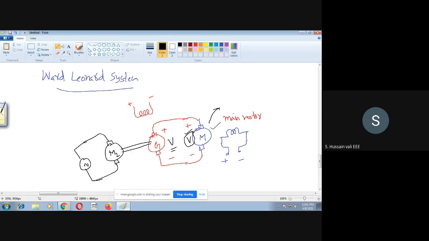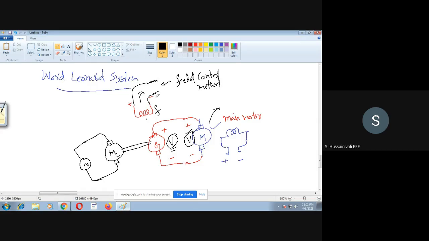So how am I controlling this voltage? The voltage coming to the motor comes from the generator, so we will control the voltage of the generator. How do you control the voltage of the generator? By changing the excitation of its field. This is the field here. It's important. So how can I change the field excitation here? You will use the field control method here, because you are controlling the field.